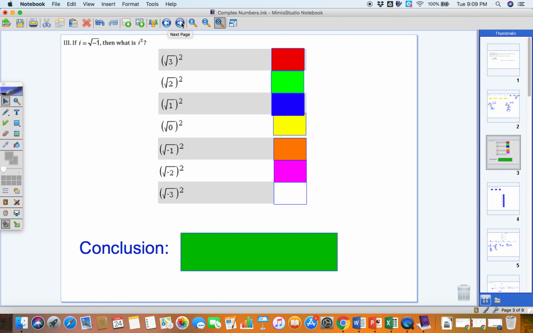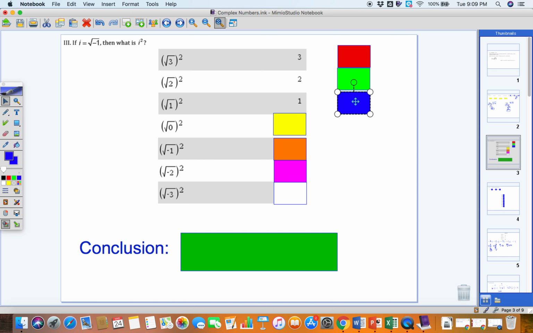So then we have, if i is equal to the square root of -1, then what is i squared? If we look at some patterns, and we have been dealing with this with radical equations, square roots and squares just cancel out. So the square root of 3 squared is just 3. The square root of 2 squared is just 2. The square root of 1 squared is just 1. The square root of 0 squared is just 0.